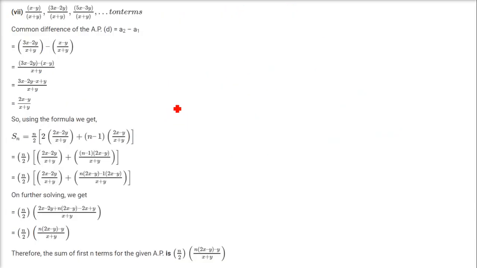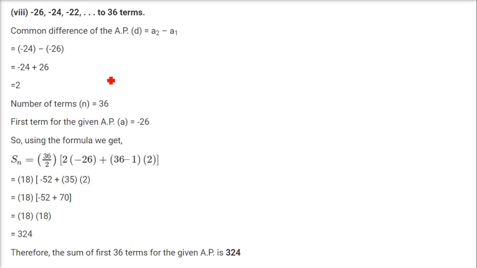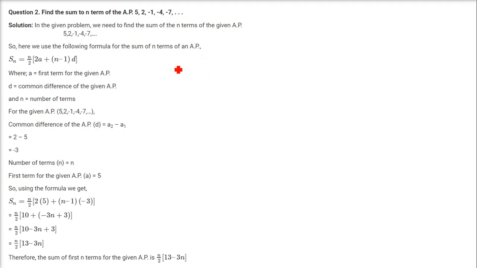So this is how you are going to do the other questions also. This also we have done. So you just have to use this n by 2, Sn we have to find out. 2a plus n minus 1 into d, this is the formula we are going to use. So n by 2, that is n terms we have to find out.